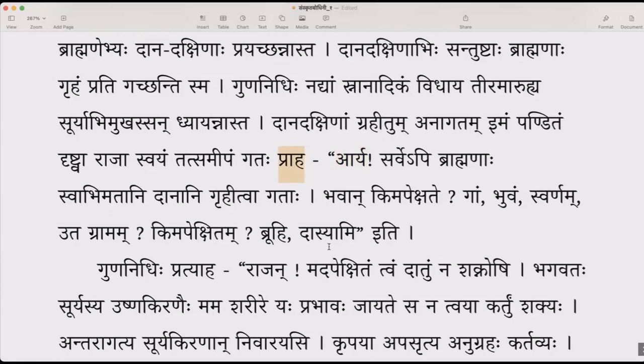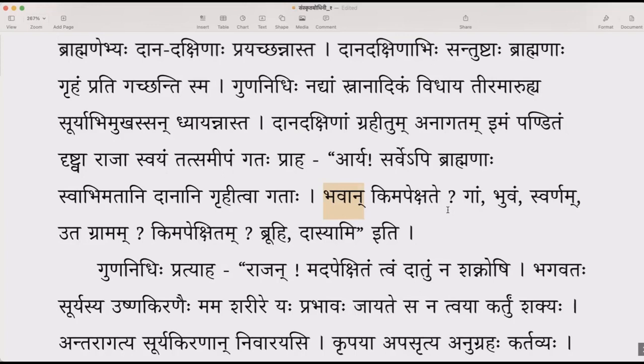Arya. Sarvepi brahmanaha swabhimatani danani grihitva gataha. Arya, he is addressing the pandita. Sarvepi brahmana, all brahmins, swabhimatani. Abhimatam is ishtam. Sva abhimatam, danani, gifts, grihitva, having received, gataha, they went. So, having received the gifts that they wanted. They can ask what they want. They can choose what they want. So the king gives what they asked for.